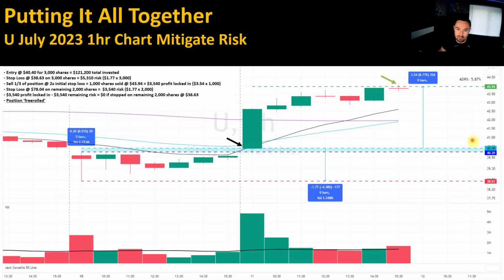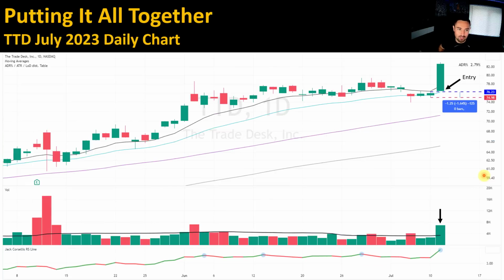If we get stopped down here at 38.63 on the remaining 2,000 shares. Position freerolled. Here's TTD, another software related stock. So see how it tightens. Shakeout demand tail underneath the 21-day EMA.